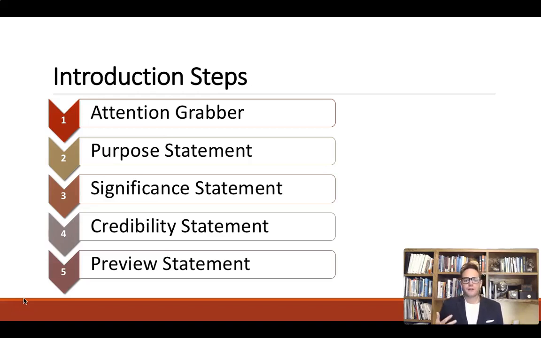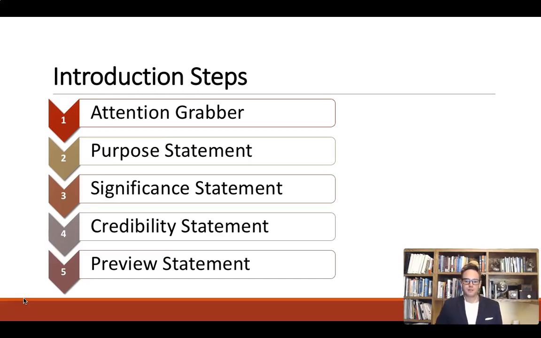And so the 5 steps that we should include in the introduction, and these are the 5 steps that I'm going to have you include in your speeches, specifically for the informative speech. We'll talk about the introduction for a persuasive speech later because there are 6 steps in that. But right now, the introduction for an informative speech should include the attention grabber.